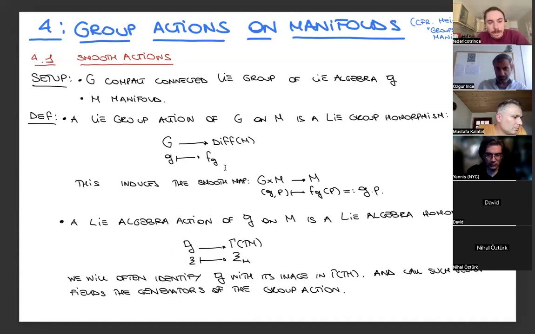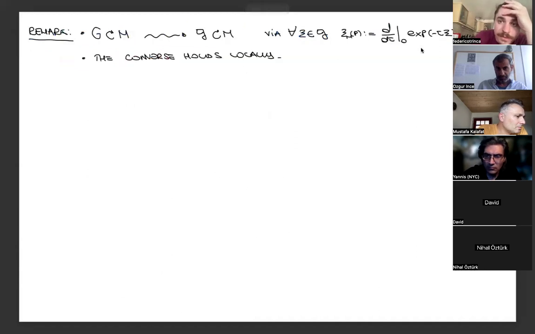So this induction, the fact that the Lie group action induces a Lie algebra action, can be seen explicitly. In fact, this is the formula that we have. For every point P in M, we take the derivative at zero of the exponential map of the Lie group G, which gives us a one-parameter family of elements of G, which acts on the point P. And so this gives a curve in M, and we take the derivative at zero. And this is the definition of vector fields for me at least.